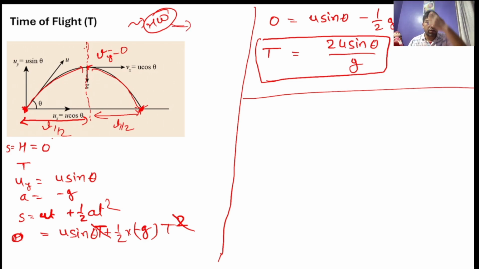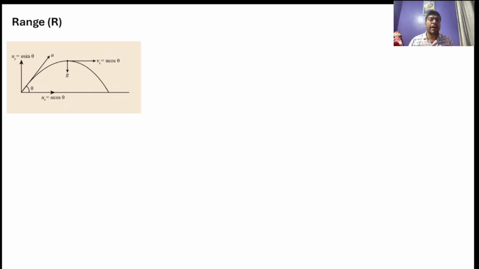Okay, so now we got total time of flight 2u sine theta by g. Clear? Now we have to calculate the range of this projectile. Range means the total horizontal distance covered by the projectile. This is known as range. So for this range, we have to discuss horizontal motion for the first time in this calculation. So horizontal velocity, ux, is how much? U cos theta. That we already calculated, right?